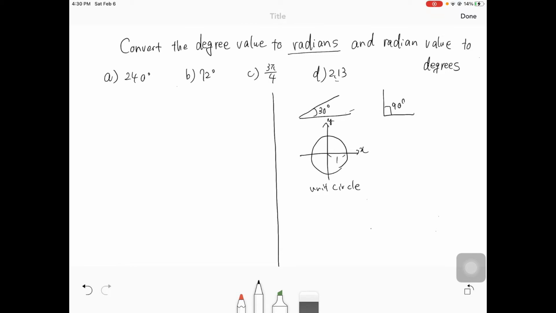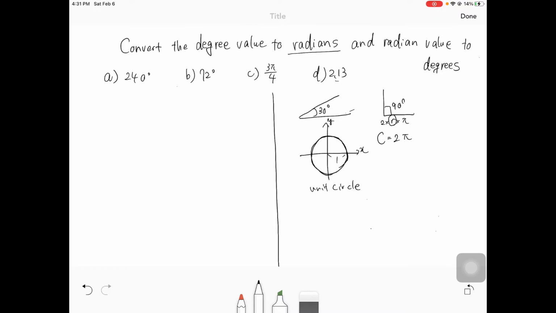Then, what are radians? First, let me ask you some questions. What is the circumference of this circle? Let me put circumference C. C is equivalent to 2 pi. You can calculate circumference as 2 times radius times pi. And the radius in a unit circle is 1, so it's going to be 2 pi.